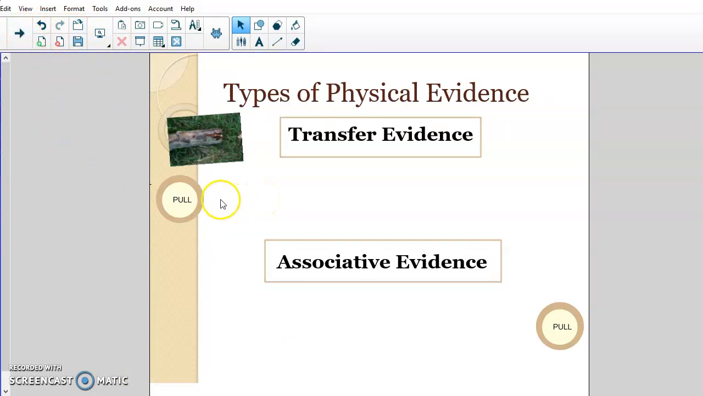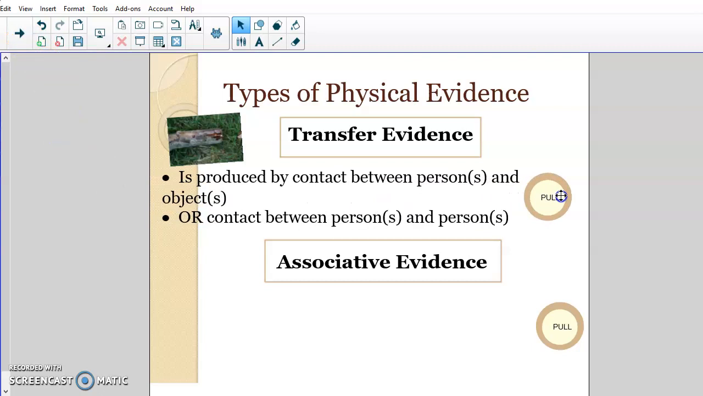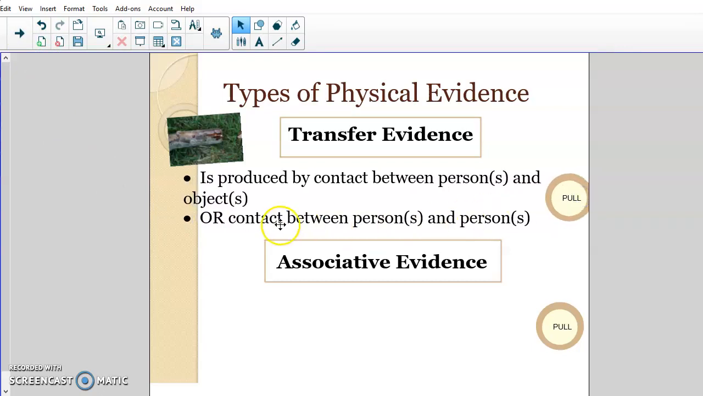The fourth type of evidence is what we call transfer evidence. Transfer evidence is produced by contact between a person and an object, or persons and persons. Think like somebody is running out of a house and they smear blood from their hand that's bleeding onto the door. Or a fingerprint would be an example of transfer evidence, right? You touch something, your fingerprints get left behind. Or between two people. A hair fiber transfers from my shirt onto somebody that I've hugged or something like that. Those would be examples of transfer evidence.